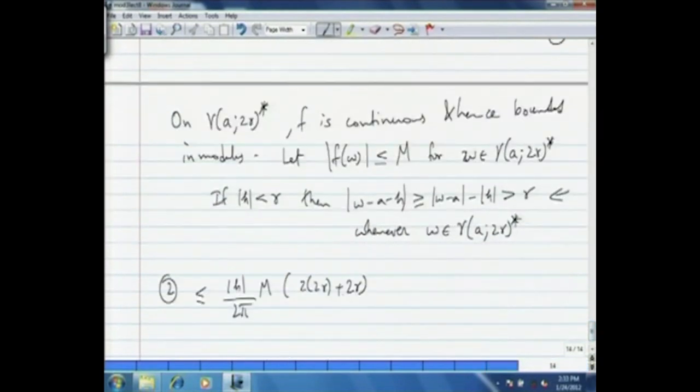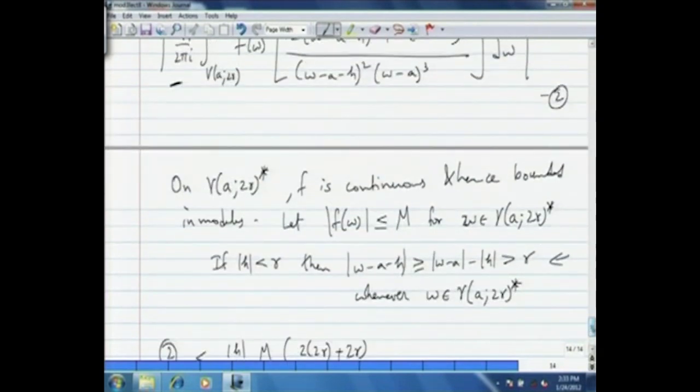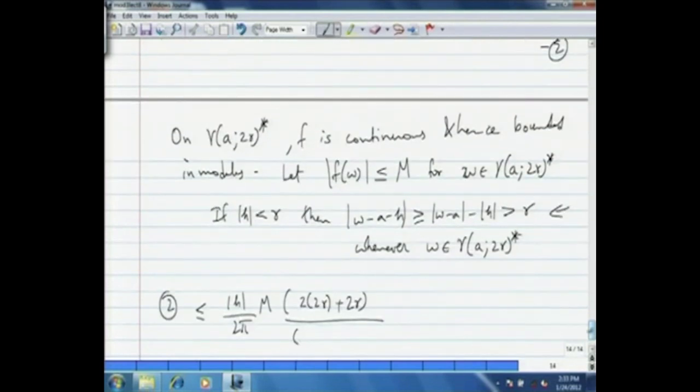So, what I have is |w minus a minus h| squared in the denominator, which in modulus is less than or equal to r squared here, and then |w minus a| squared, well, w is on the trace of gamma a to r. So, that is 2r, and then times the length of the curve gamma a to r, which is 2 pi times 2r.